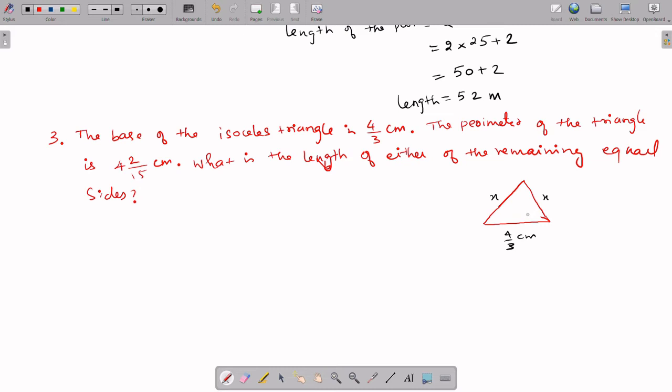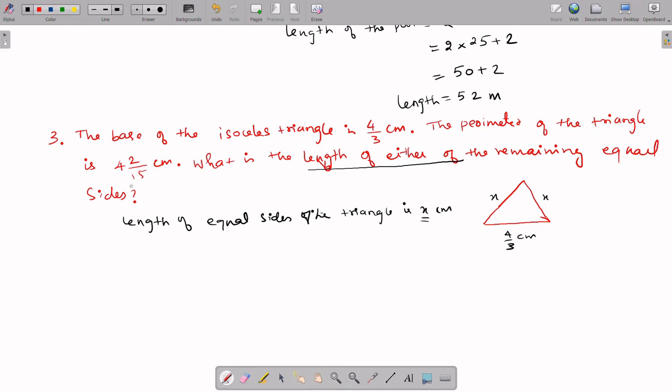So what we have to write here: the length of each of the equal sides of the triangle is x centimeter. We have to take that as our unknown. So the unknown is taken to be x. That is the value we have to find out. So we take that to be x centimeter.